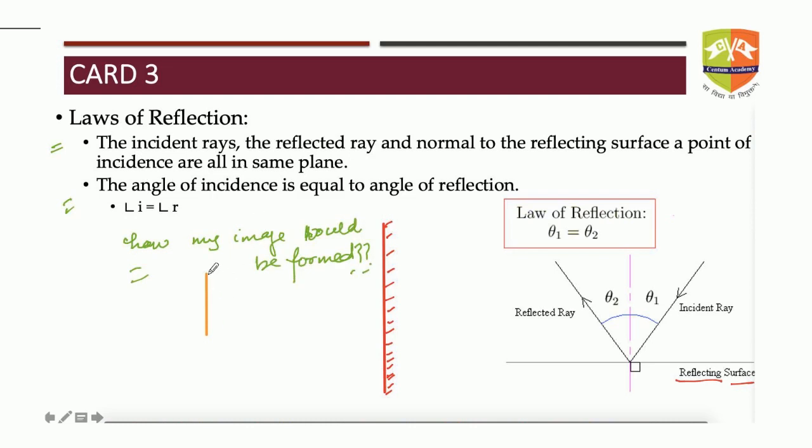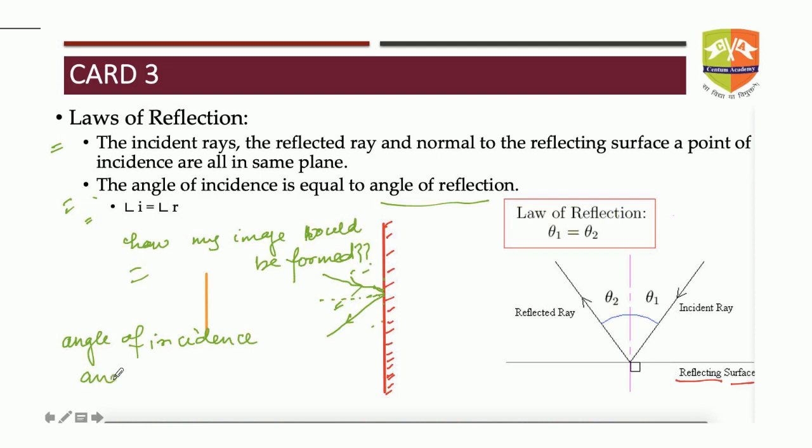Let's move to the next slide, and the next slide is different types of beams. We study light in different manners. A combination of different light rays, if they are parallel to each other, is called a parallel beam. If light rays are emerging out from a point source, they are called divergent. And if they merge at one particular point, they are known as a convergent beam.